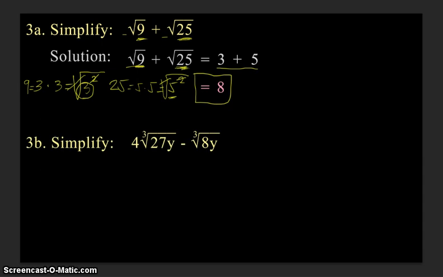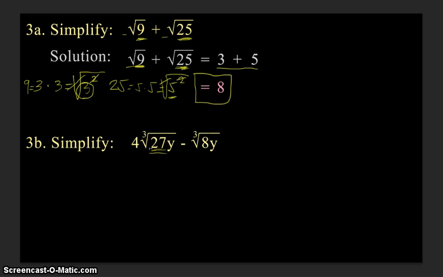So, example number 3b. So, meron tayong 4 times cube root of 27y minus 1 times cube root of 8y. So, sa unang tingin, akalain mo na hindi sila parehas ng radicals. Pero kung isi-simplify natin to, makakakuha tayo ng same radical. Okay, so umpisa natin dito sa 27.